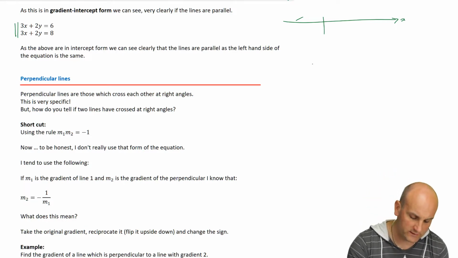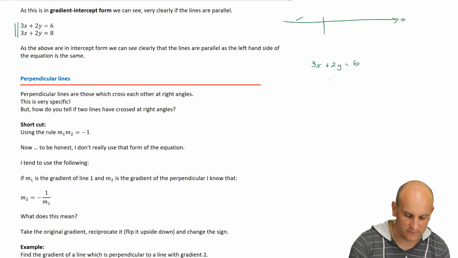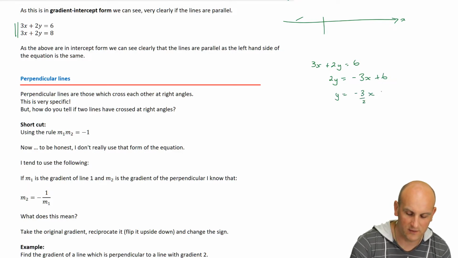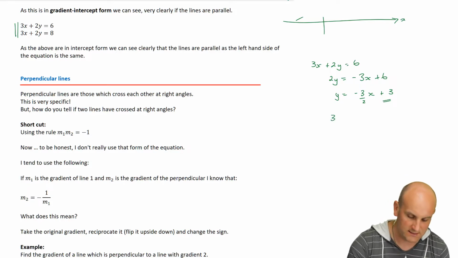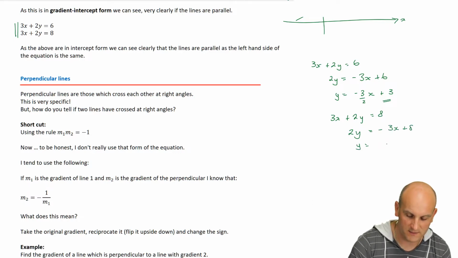If we want to, we could say, okay, I've got 3x plus 2y is equal to 6. So 2y is equal to 6 minus 3x, but let's actually write it the other way as minus 3x plus 6. So y is equal to minus 3 on 2x plus 3. There we go. But what about the next equation? 3x plus 2y is equal to 8. Well, the same thing. 2y is minus 3x plus 8. So y must be equal to minus 3 on 2x plus 4.